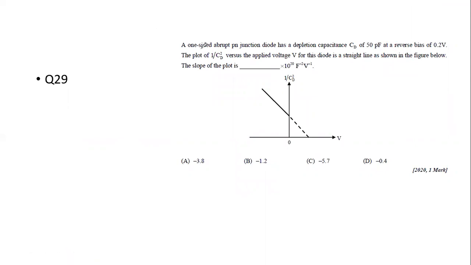The one-sided abrupt p-n junction diode has a depletion region capacitance CD. The plot of 1 upon CD square versus the applied reverse bias voltage for the diode is a straight line, which is shown in the figure. The slope of the plot is equal to what? So you have to find the slope of the plot. This is the negative slope.